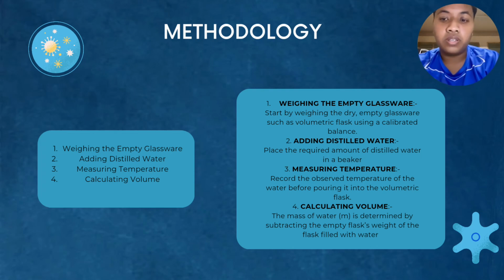So for the methodology, there are 4 steps. First, weighing the empty glassware. Second, adding distilled water. Third, measuring temperature. And last, calculating the volume. So first, we're going to weigh the empty glassware.